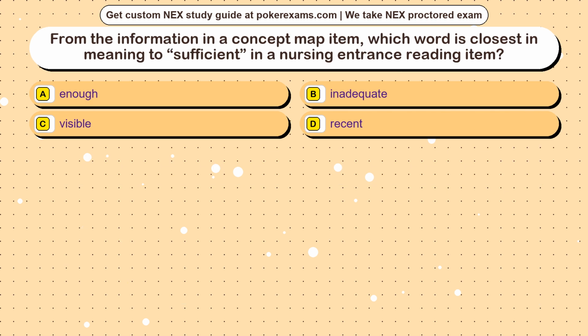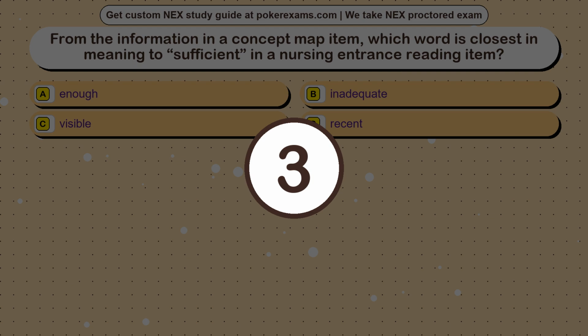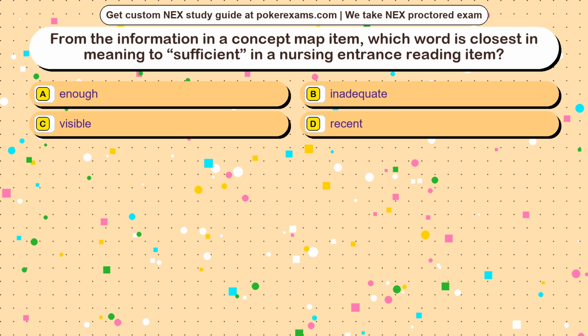Question 22. From the information in a concept map item, which word is closest in meaning to sufficient in a nursing entrance reading item? Option A, enough. Option B, inadequate. Option C, visible. Option D, recent. The correct answer is option.